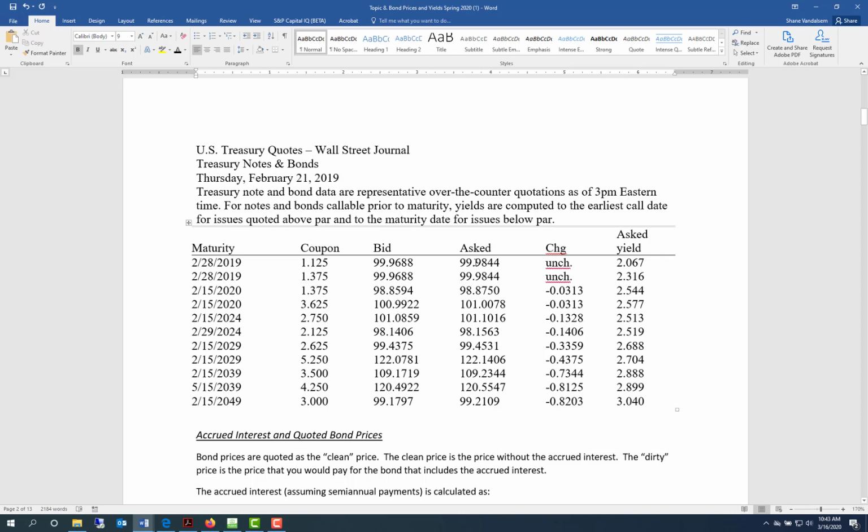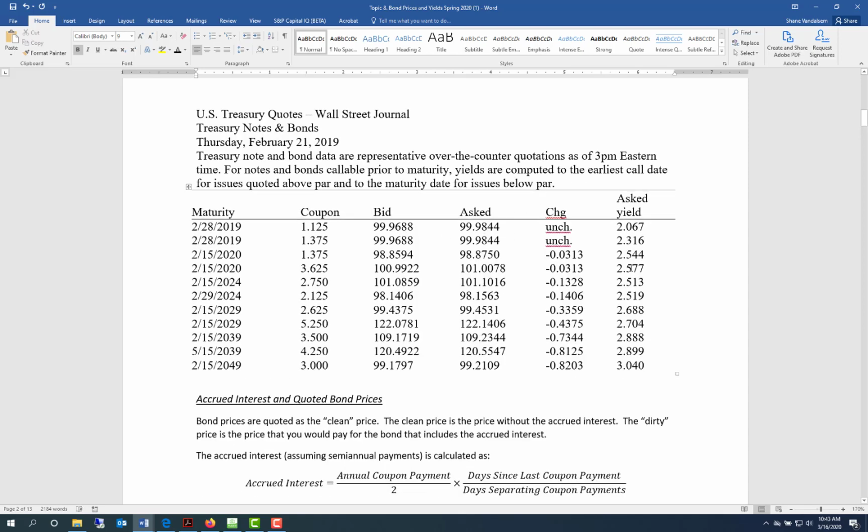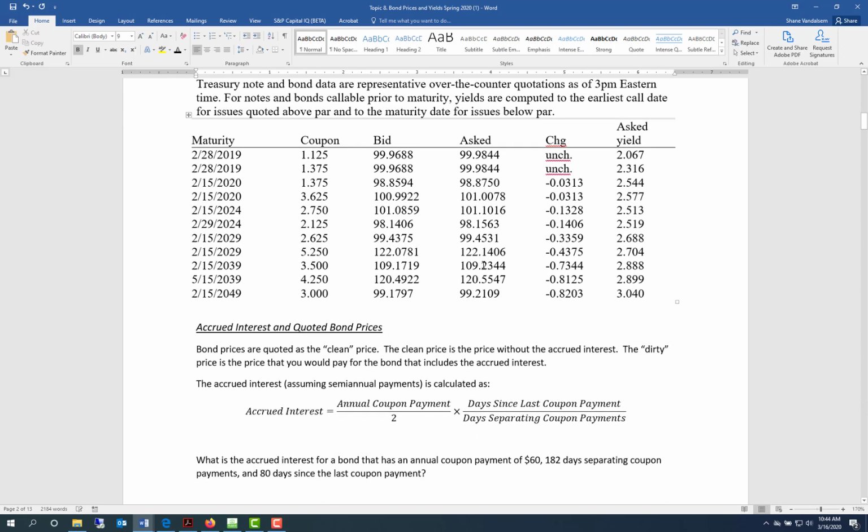The bid and the ask prices are based on a par value of $100. When we work our bond problems, we're going to use a par value of 1,000, but these are just how government bonds are quoted. You can see the ask price is greater than the bid price. For these bonds, because they're highly liquid, the bid-ask spread is very small. In this case, it's less than 2 cents on a par value of $100. And then this is the yield. So this would be your yield to maturity for these bonds based on the ask price.